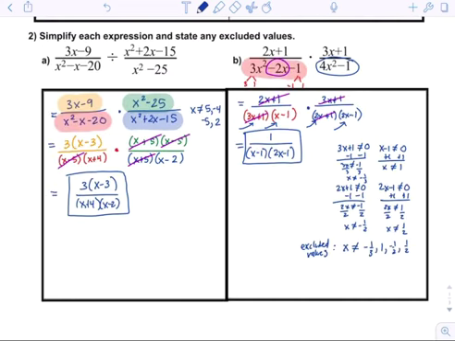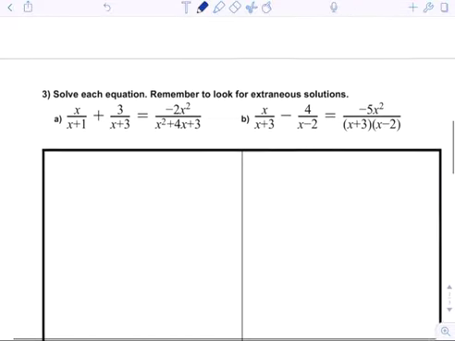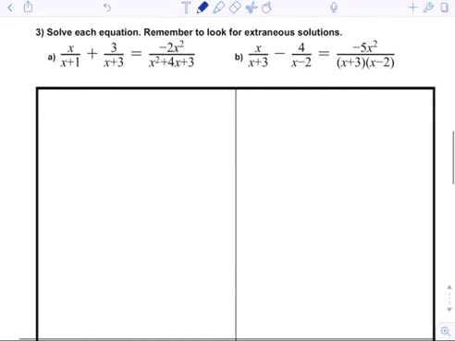Okay, so those are those two problems. And remember, guys, just practice, get this stuff down. You should be okay. All right, here's our solving equations, right? Remember to look for extraneous solutions.